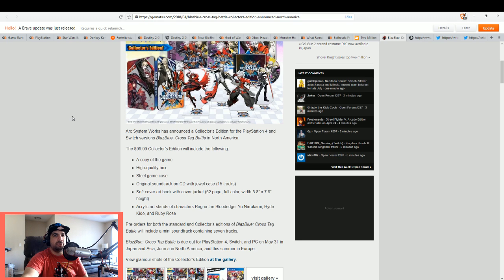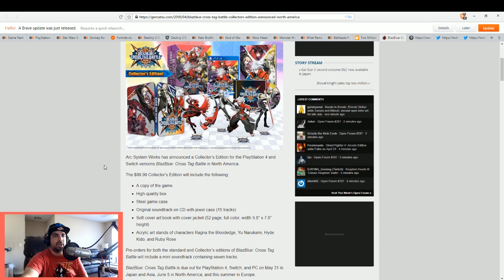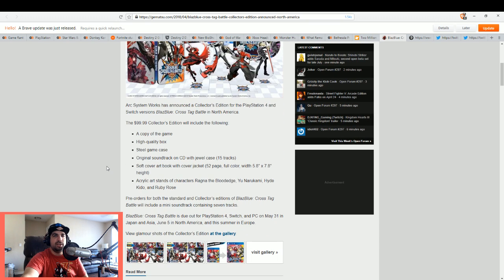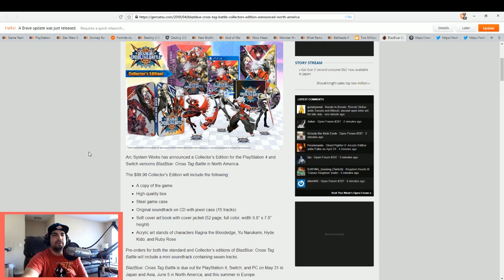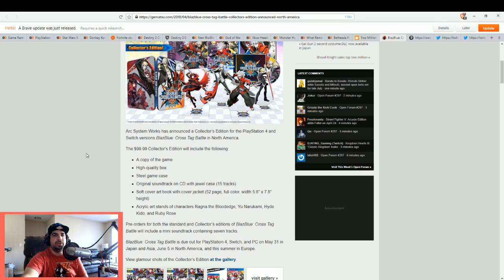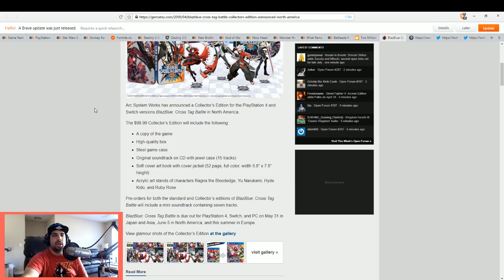Also, the original soundtrack on CD, which is kind of weird that it only includes 15 tracks. Even weirder that it includes it on a CD. A softcover art book, with a cover jacket, which I like. I like art books, thank you. And acrylic art stands from Hyde Kido, Ruby Rose, Ragna the Bloodedge, and Yu Narukami.